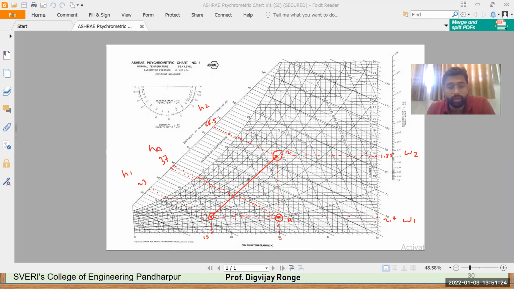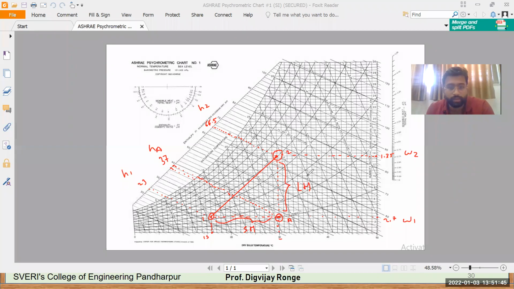Okay, so what I did first, I have drawn the point number A, point number 2 from the given condition. Then I have drawn a triangle like this. In this case, this horizontal part will represent sensible heating. Vertical part will always represent latent heating. Okay.